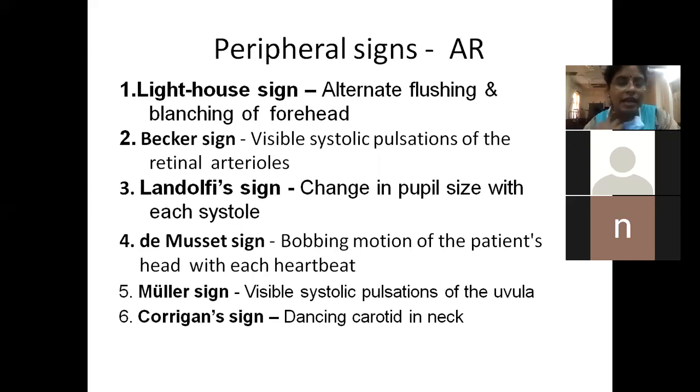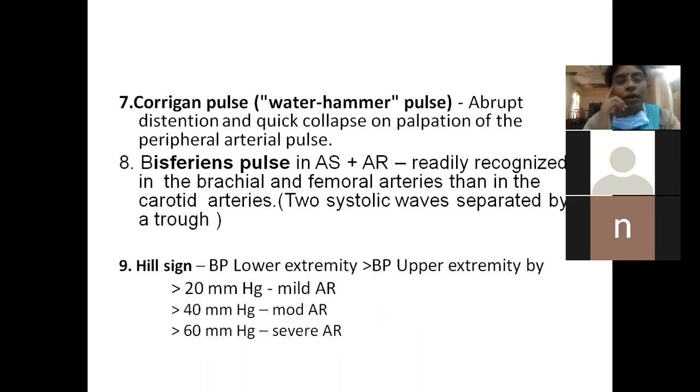Corrigan sign, there are dancing carotids in the neck. Among these, you have to remember the lighthouse sign, that is alternate flushing and blanching of the forehead, De Musset's head nodding, Muller's visible pulsations of the uvula, Corrigan sign, that is dancing carotids. You have to remember all these things. Then Corrigan's pulse or water hammer pulse, what we discussed in the general examination.